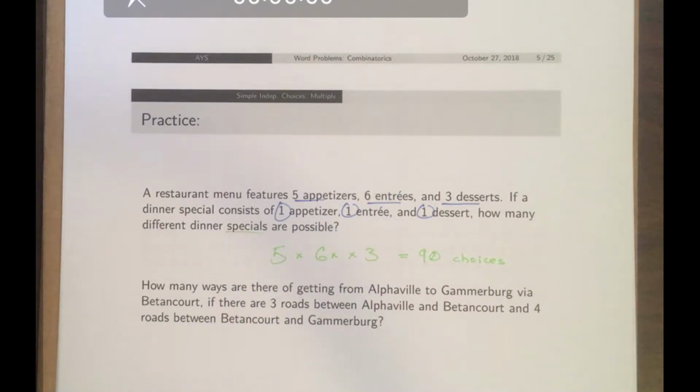How many ways are there of getting from Alphaville to Gammaburg via Betaville if there are 3 roads from Alpha to Beta, and there are 4 roads from Beta to Gamma? Okay, pretty simple. 3 times 4 equals 12 choices.